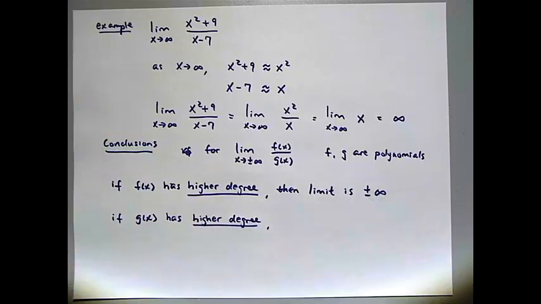If the denominator has higher degree, so that's the example before that, x minus 7 over x squared plus 9, right? Eventually, the denominator will dominate what's going on up there. And the limit eventually will go to 0.